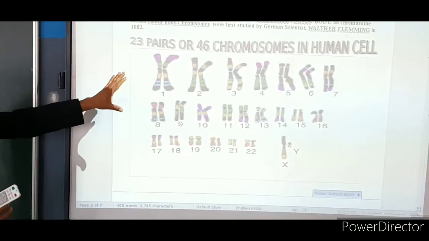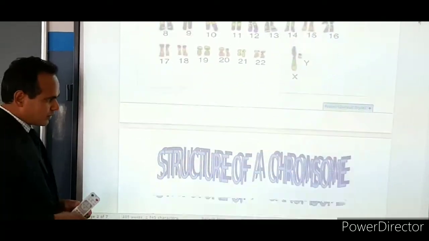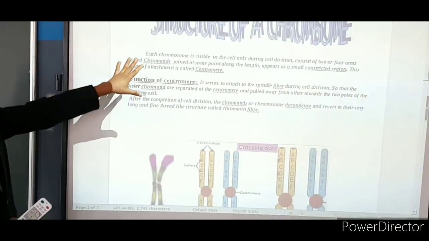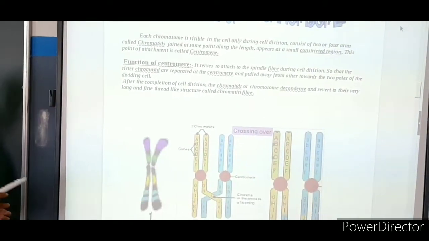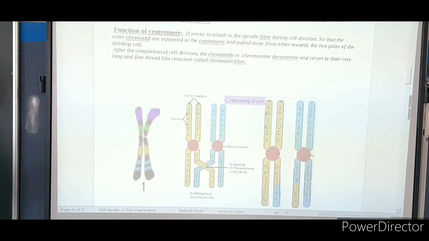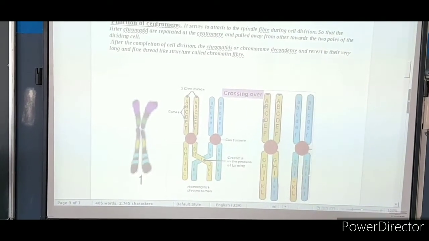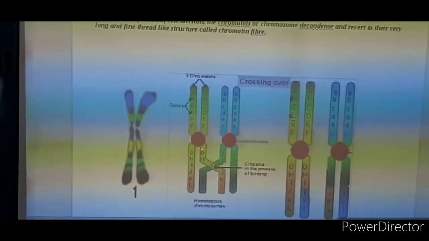Okay, so now let's discuss the structures of the chromosomes. If you look at the structure of a chromosome, the chromosome has 2 important arms we can see. These arms of the chromosomes are called the chromatids. And these chromatids are attached at a point called the centromere.